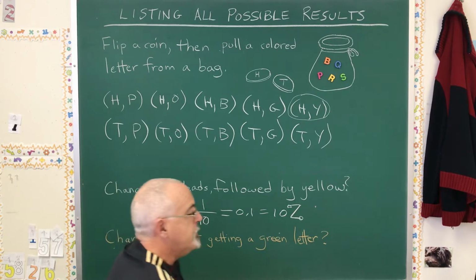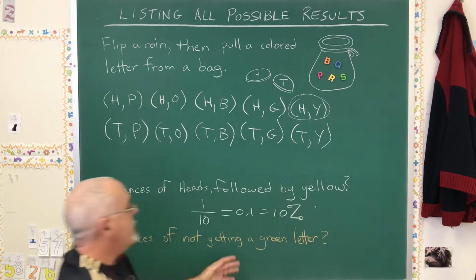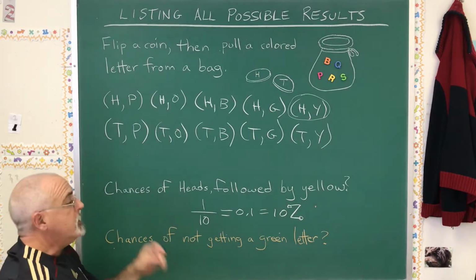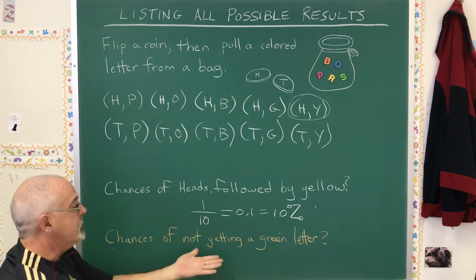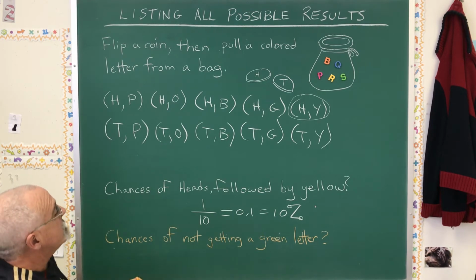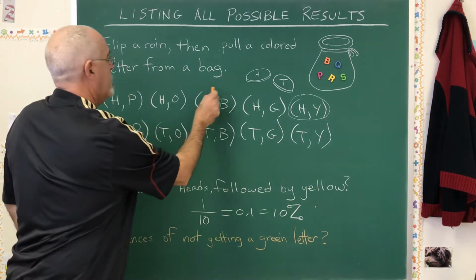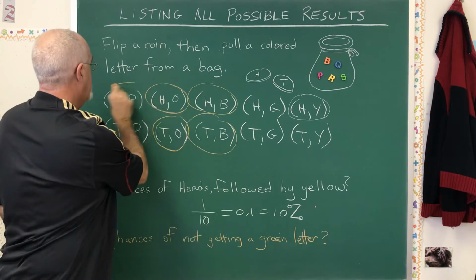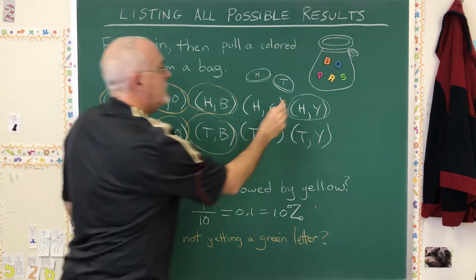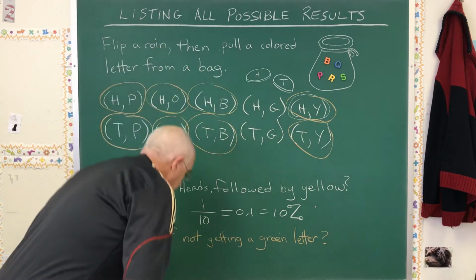The second question, what are the chances of not getting a green letter, is a little bit more complicated because the result of the coin flip is not even showing here. So all of the results that do not involve getting a green letter are now circled in orange, and there are 8 of them. So the favorable is 8.